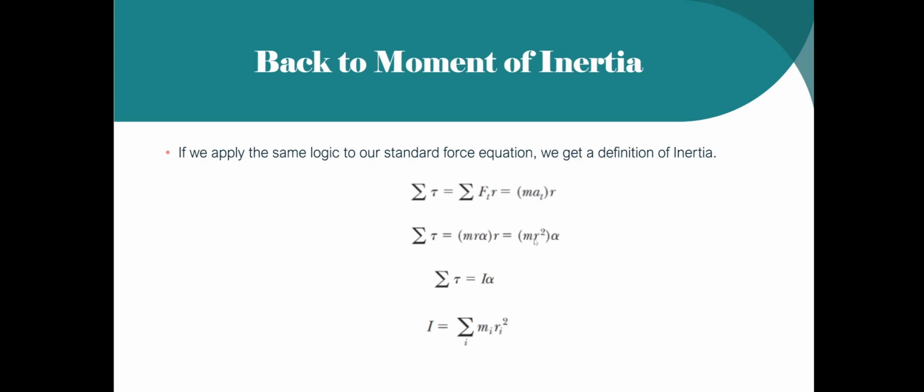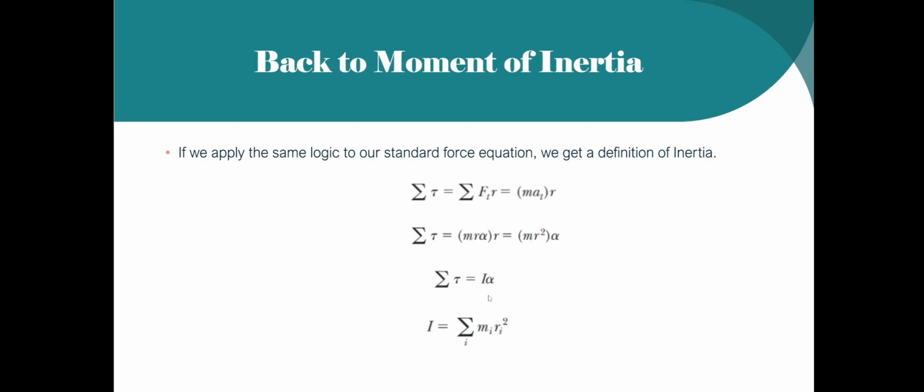I is equal to mr squared. Now we have angular force, torque, we have angular mass, I, and we have angular acceleration, alpha. Now we have angular everywhere showing up in this equation. So this is the angular version of the force equation, F is equal to ma.